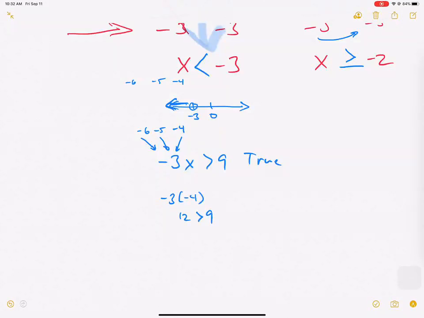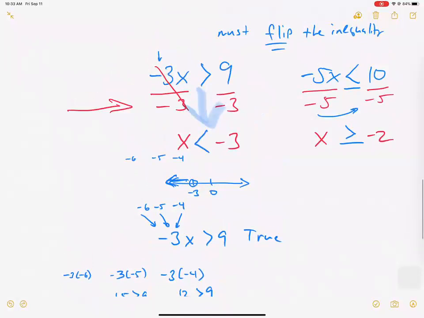It worked. If I plug in negative 5, negative 3 times negative 5 is 15. And 15 is greater than 9. It worked. Negative 3 times negative 6 becomes 18. And 18 is greater than 9. Yeah, all these possibilities work. And this is only true because I flipped the inequality. I flipped the inequality to make this work.